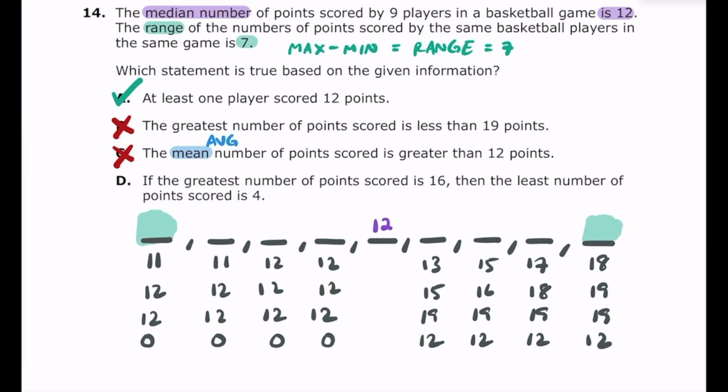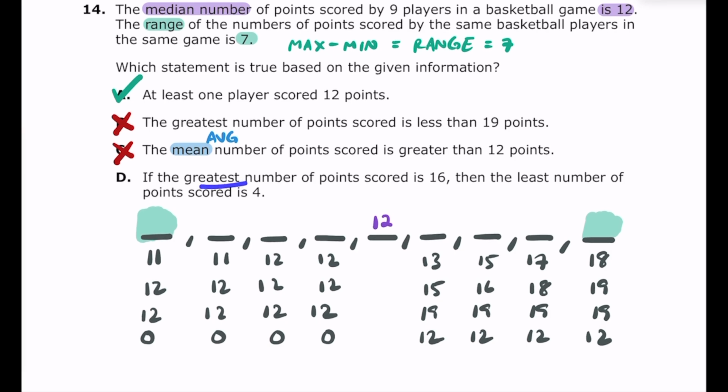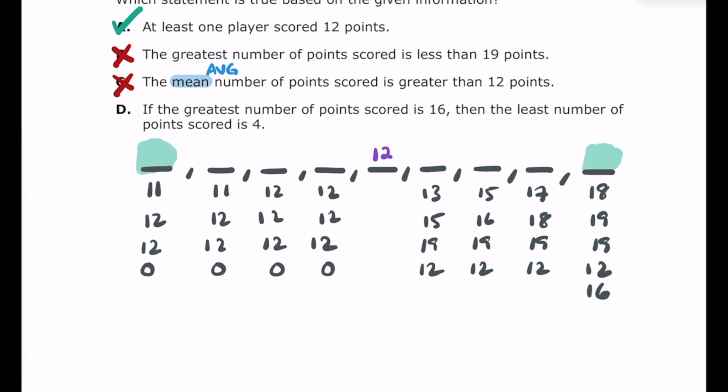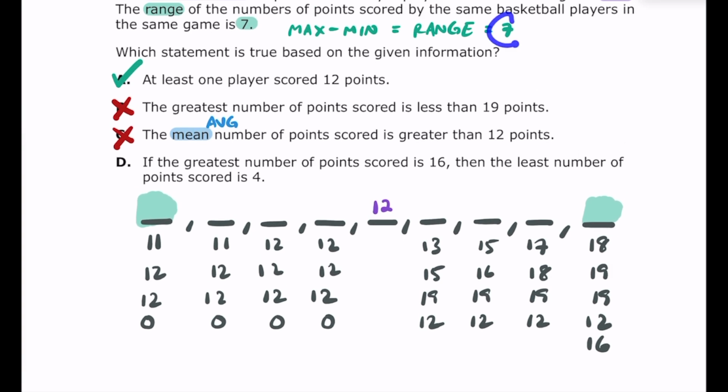The next one is going to say if the greatest number of points scored is 16, so that kind of helps us identify what this is saying. 16 would be the greatest, then the least would be 4. So is that possible? Well, what did we say about the range earlier? I think we said the range had to be 7. So if this was the greatest, then 16 minus 7, this actually could only be 9, right? So then all the numbers in between have to be between 9 and 16 here. So it can't be a range of 4. That doesn't make any sense here, right?